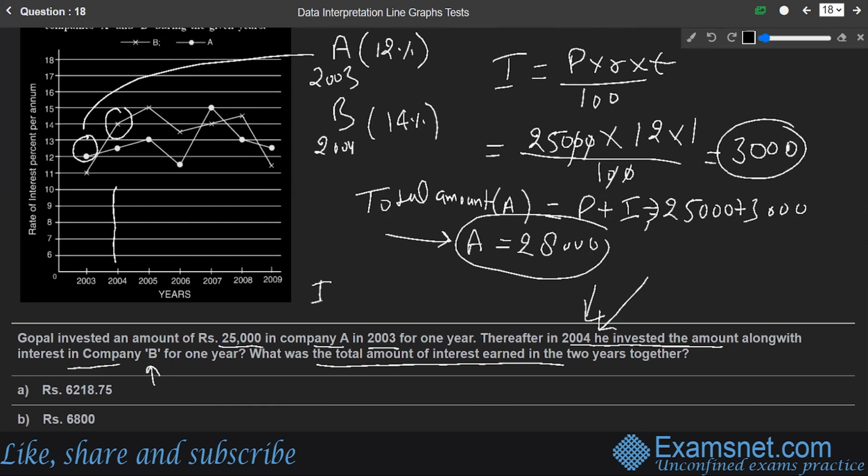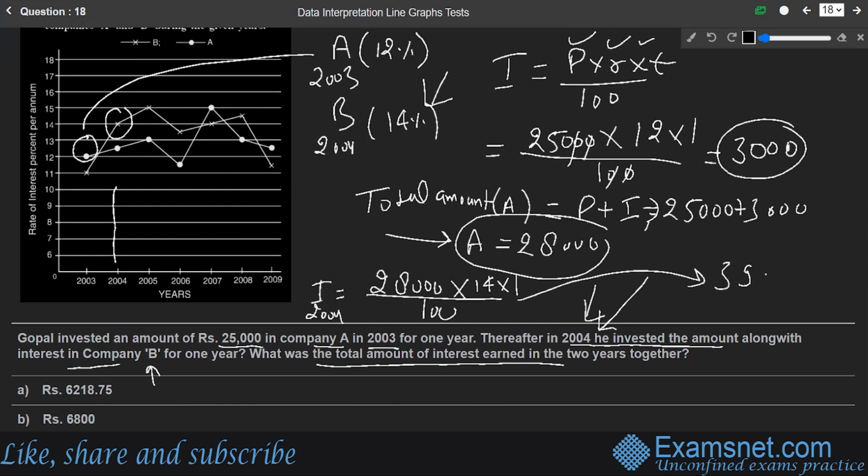So interest in 2004 will be how much? Interest is again principal into rate into time by 100. Principal amount is the complete amount earned from company A, that is 28,000, into the rate of interest offered in 2004 by company B, which is 14%. So multiplied by 14, and 1 divided by 100, this comes out to be rupees 3,920. So that is the interest earned by investing in company B.